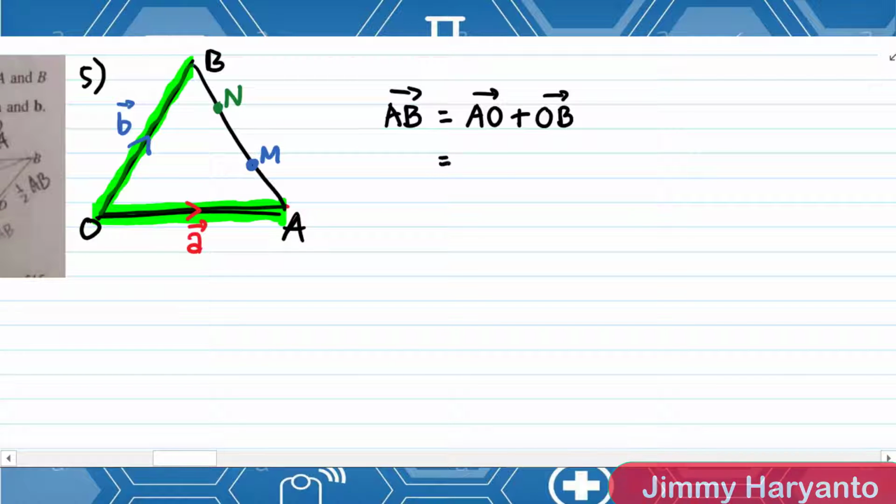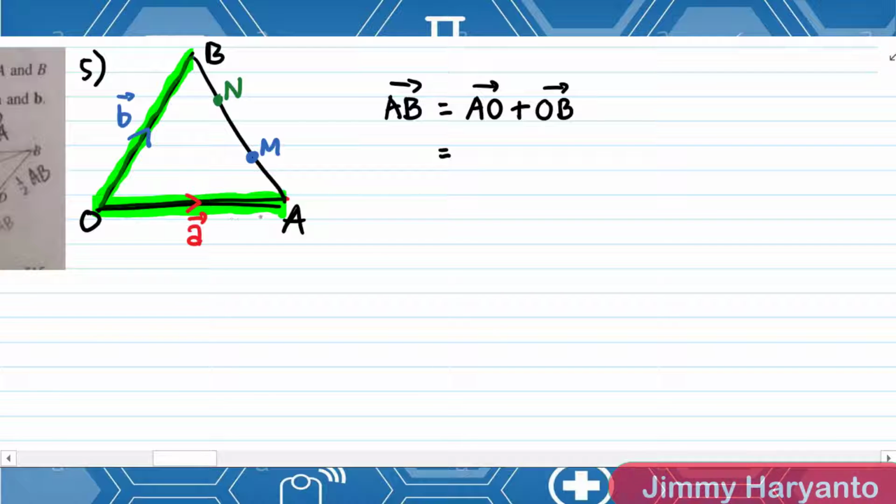Take a look at AO. We don't have AO, we only have OA. OA is A. Because we go in the opposite direction, you write negative A. Because OA is A, then AO will be negative A, the opposite vector. And then plus OB. Do we have OB? Of course, OB is B, so I will put B right here. After that, I get AB. So AB is negative A plus B.